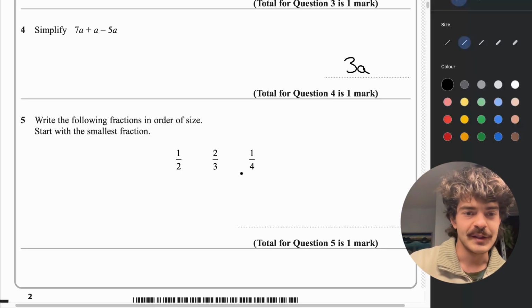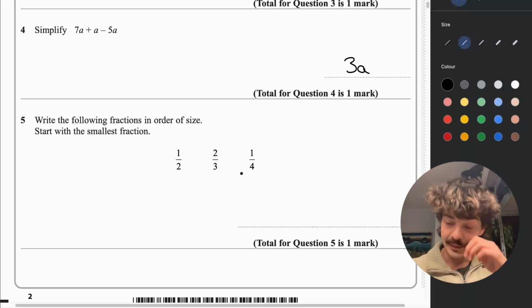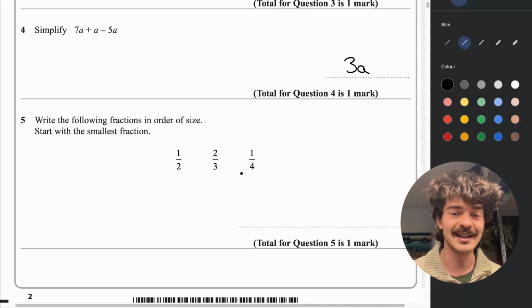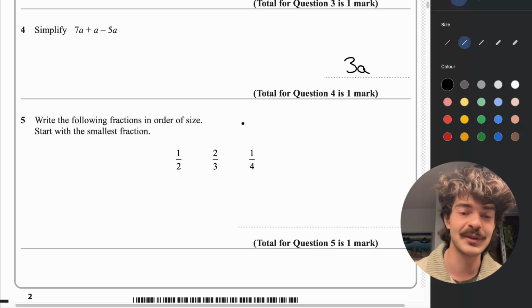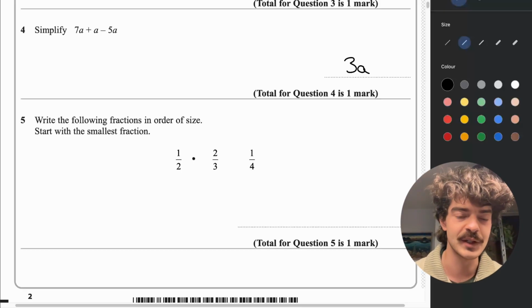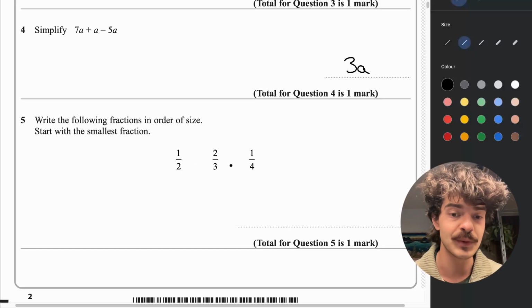Write the following fractions in order of size. Cool, smallest to biggest. Now, either you'll know what these are as decimals or percentages. That's a really nice way to start. But if you don't, it's always nice to scale up so they have the same denominator. So here we've got a quarter, 2/3, and 1/2. All of these numbers go into 12, so we could rewrite them as twelfths.